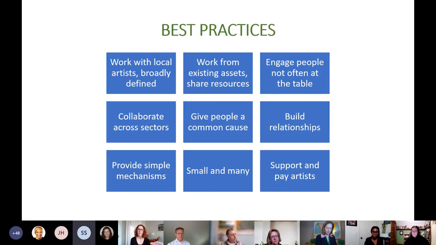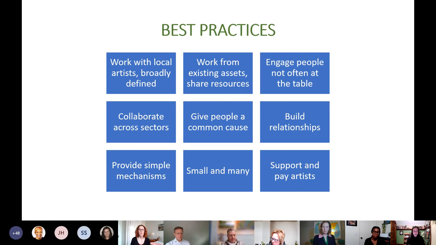My time is almost up, but I wanted to share a couple of best practices when you think about working with artists and working in smaller, low-risk scales. I already spoke about working with local artists, broadly defined, working from existing assets and sharing resources. We really see that there are generally many resources around. It's how they're shared and how they're used that can be improved.